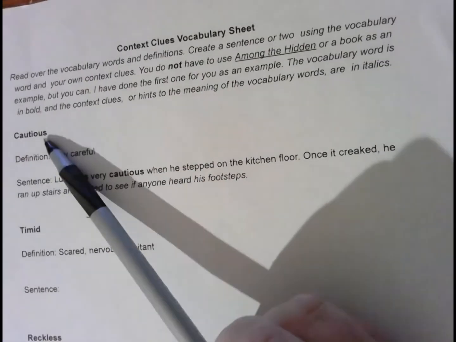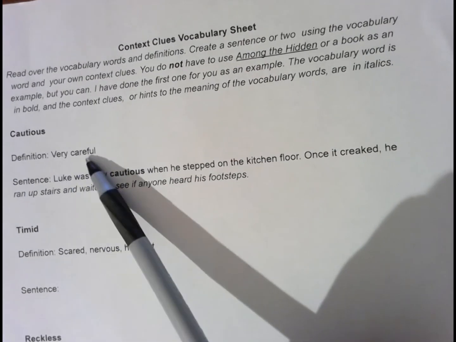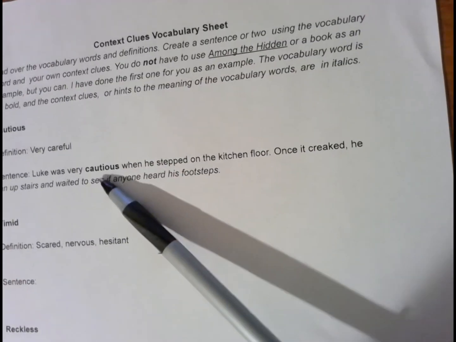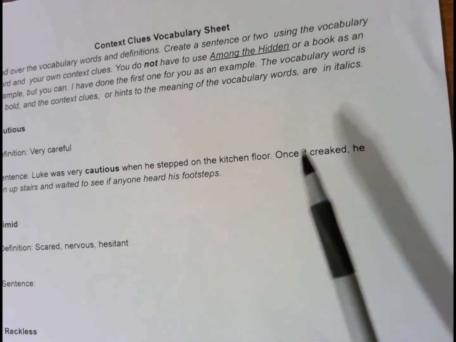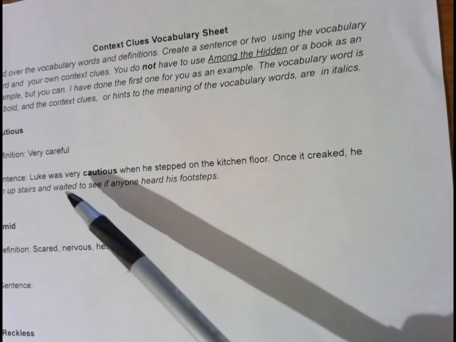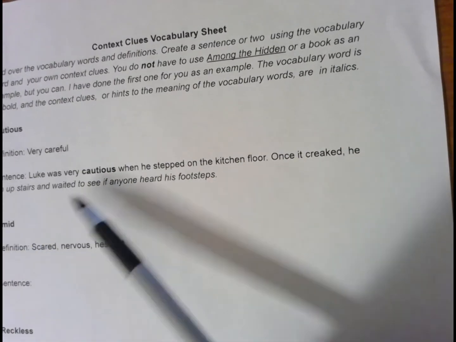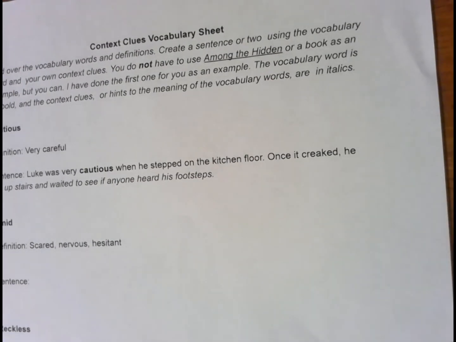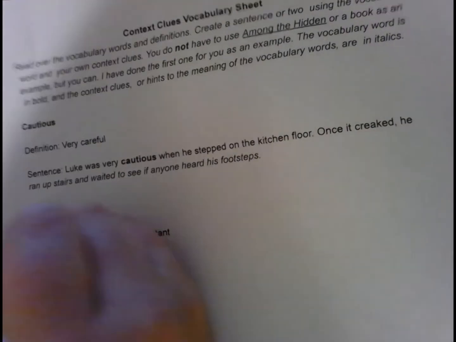So I gave you an example here with the word cautious, which is your first vocabulary word. And that means to be very careful or plan things ahead. And I gave you an example. Luke was very cautious, so I included the vocab word in my sentence, when he stepped on the kitchen floor. Once it creaked, he ran upstairs and waited to see if anyone heard his footsteps. So here, ran upstairs and waited to see if anyone heard his footsteps are the context clues to help you with cautious.